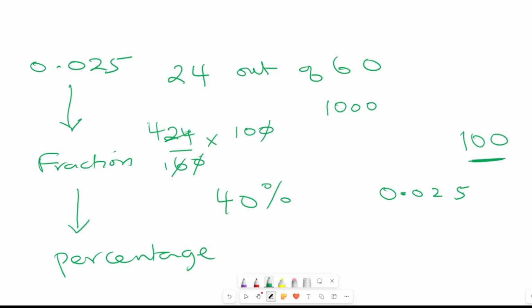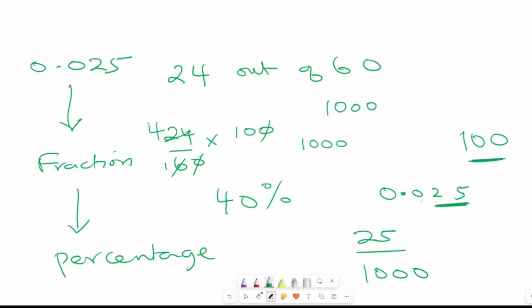So if I want to make this a fraction, first I count the decimal places after the point, 3. I go for a number which is 1 followed by the same number of zeros as I counted decimal places, and it's 3 zeros. So 1000. Then now I'm going to take this 25 and divide that by 1000. That is how I can express a decimal as a fraction.